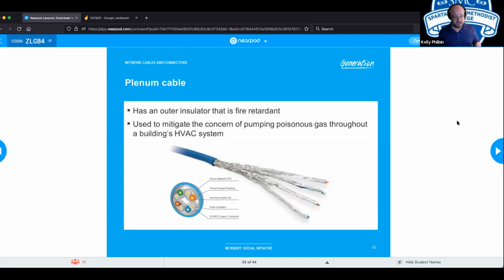We're going to repeat one more time. Plenum is to prevent poisonous gas in burnings, used in drop ceilings and HVAC ducts. I hope I stressed that enough.